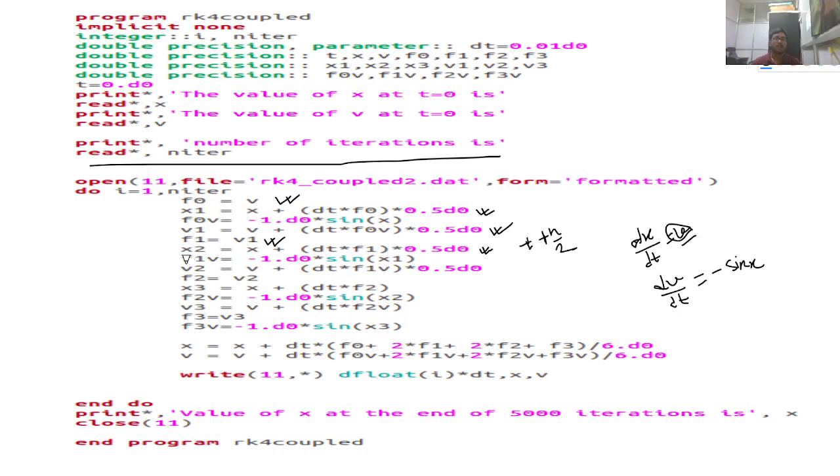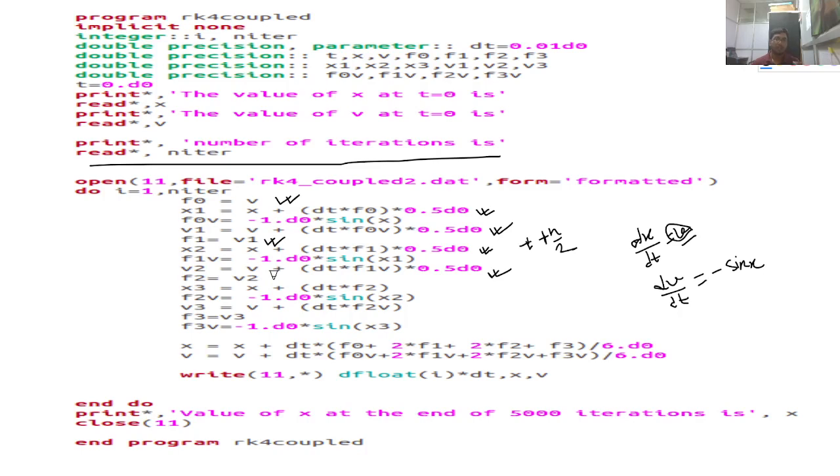So again, f1v is calculated in the same manner, but this time, instead of using x, I am using x1, which is the updated value from the first step of the iteration. Then I am going to update my v value also using f1v. So we have already updated the values of x as well as v two times, and then the second-time updated value v2 is taken to be the slope of f2.